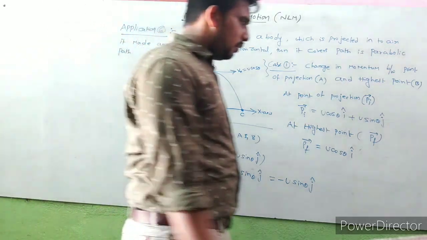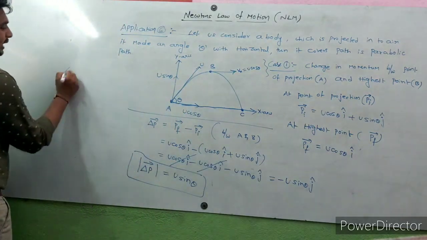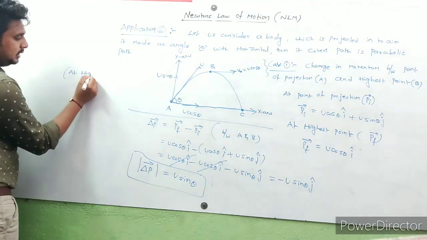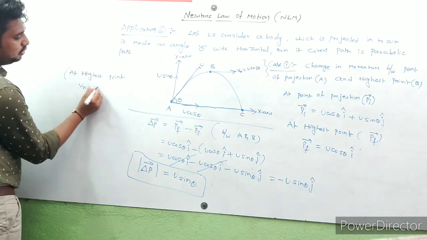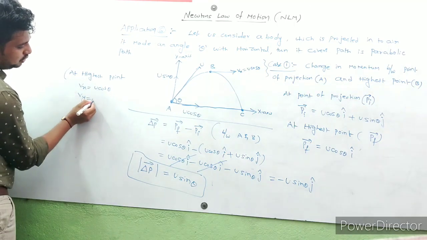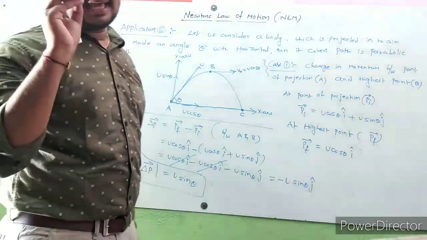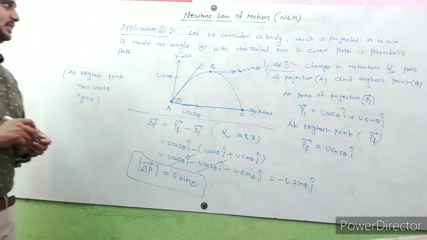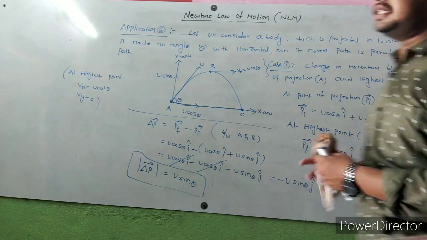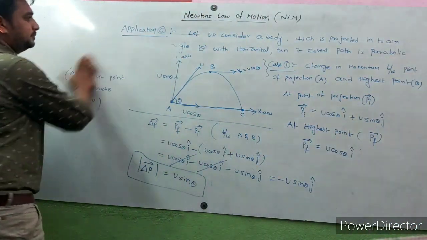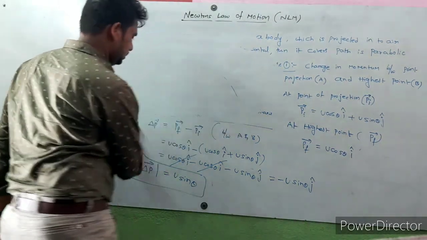This is very important. The important thing is that at the highest point Vx is equal to u cos theta and Vy is equal to 0. At the highest point the vertical component is 0, only the horizontal component exists. Next, case 2. In application number 6, we are going to discuss case 2.